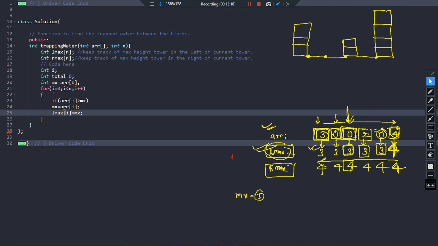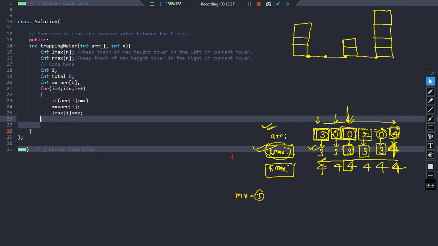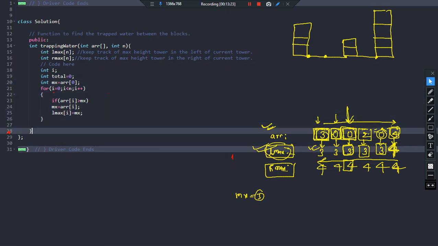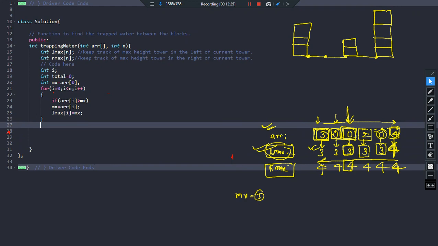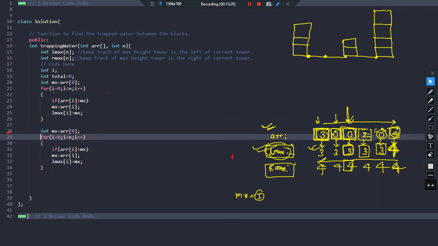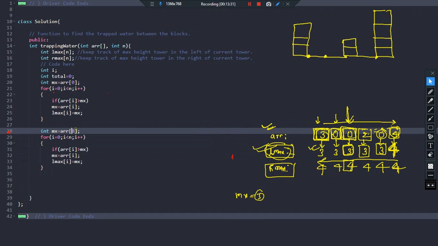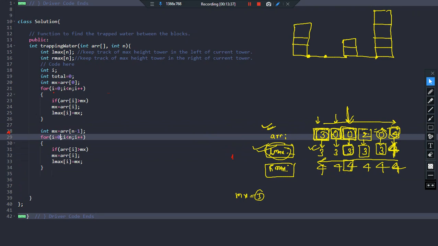Similarly, I will create my R max array. I'll just copy this again. In the next case, I'll create the R max array, which means from right to left I'll be moving. In this particular case, my max value will point to the last variable, array of n minus 1. Suppose the last variable is the maximum so far, and I'll traverse from n minus 1 while i is greater than or equal to 0, because I'm traversing from right to left, and this is I minus minus.